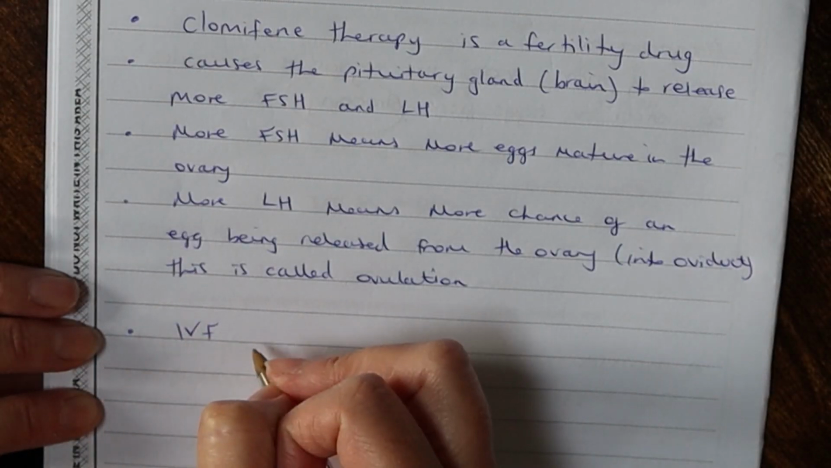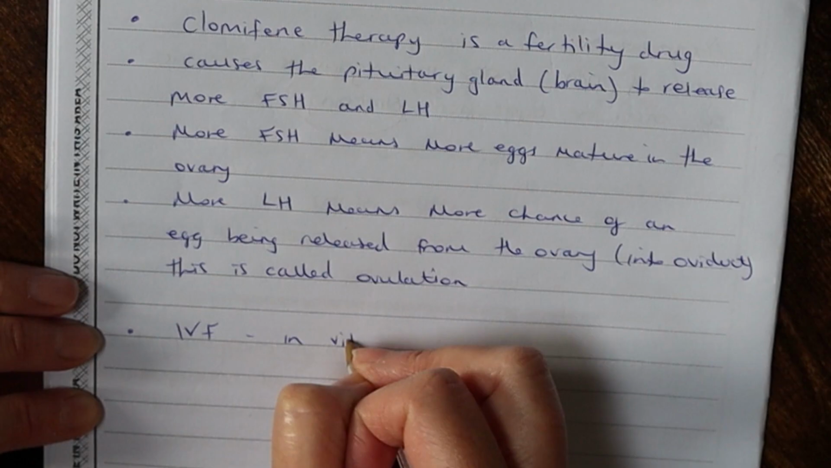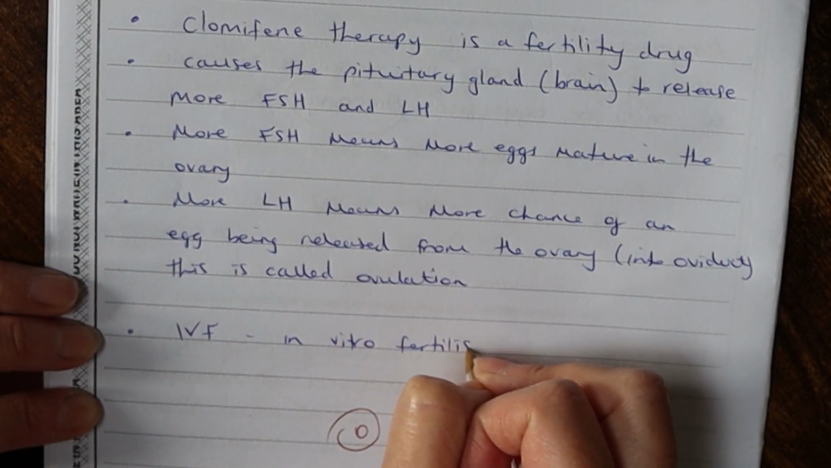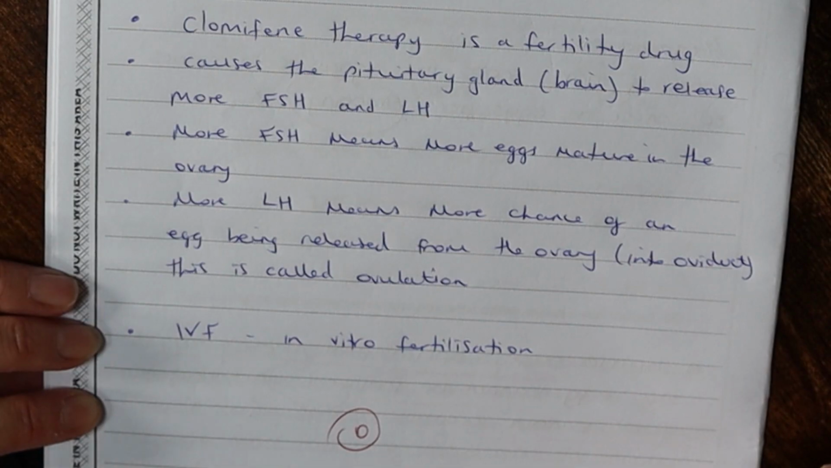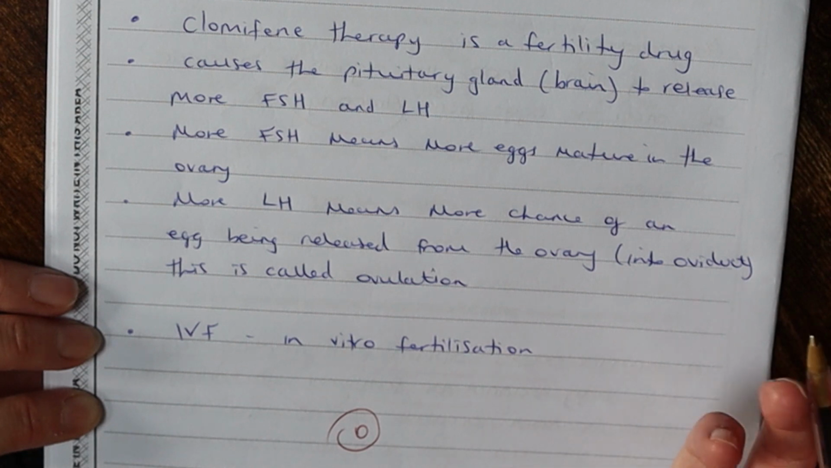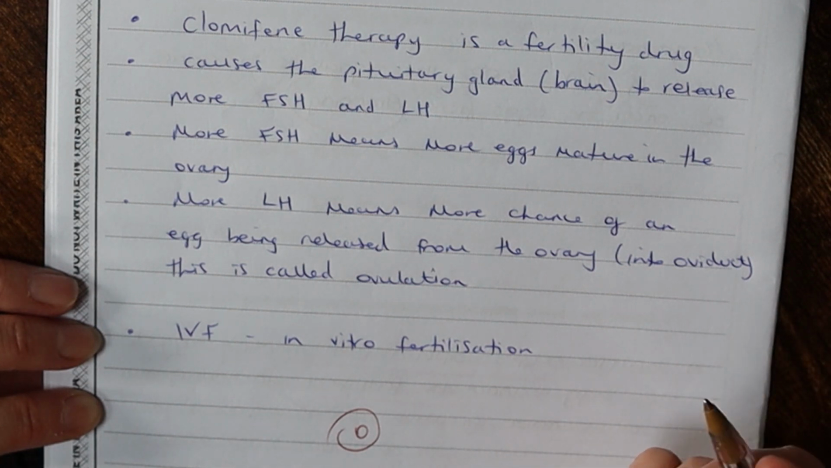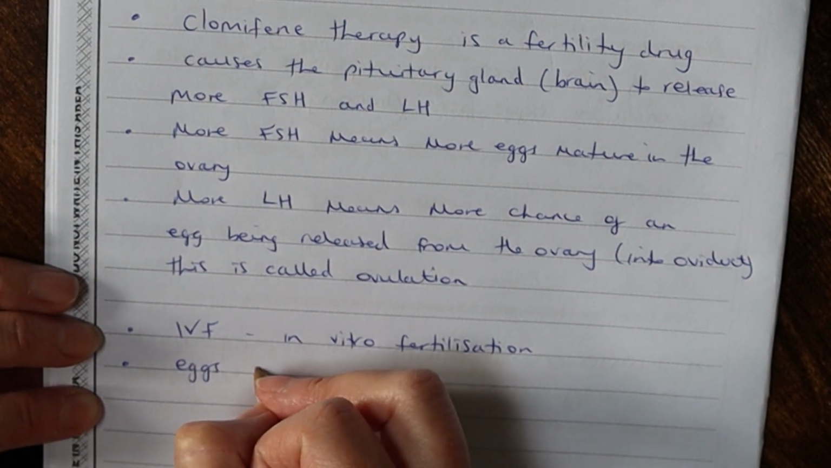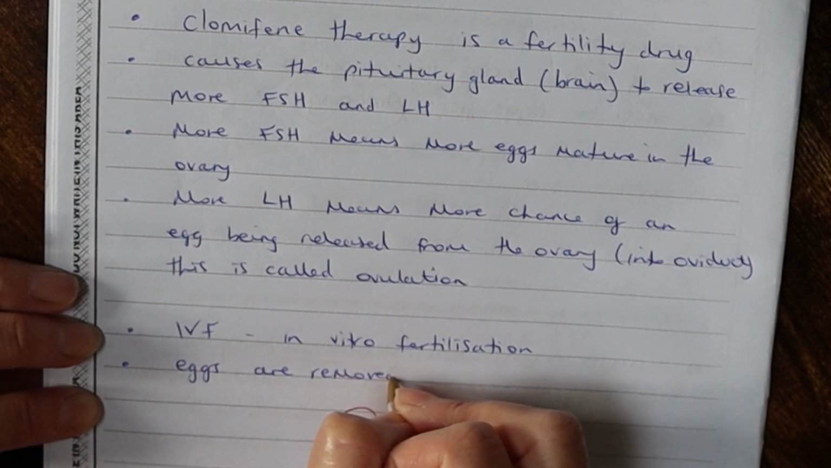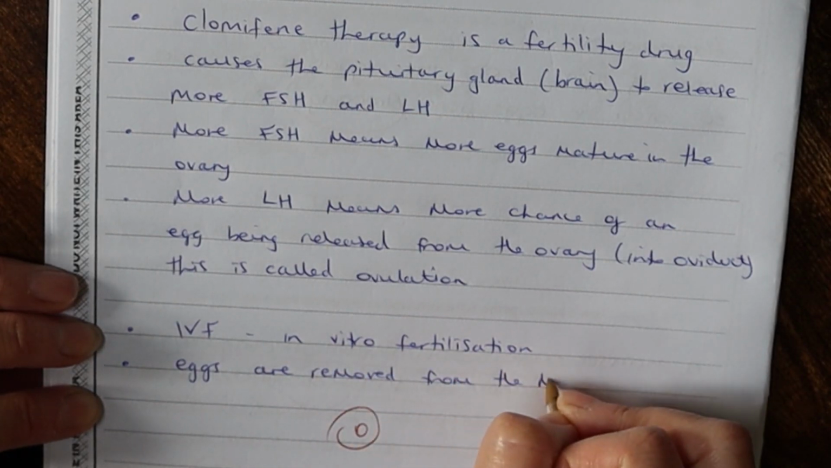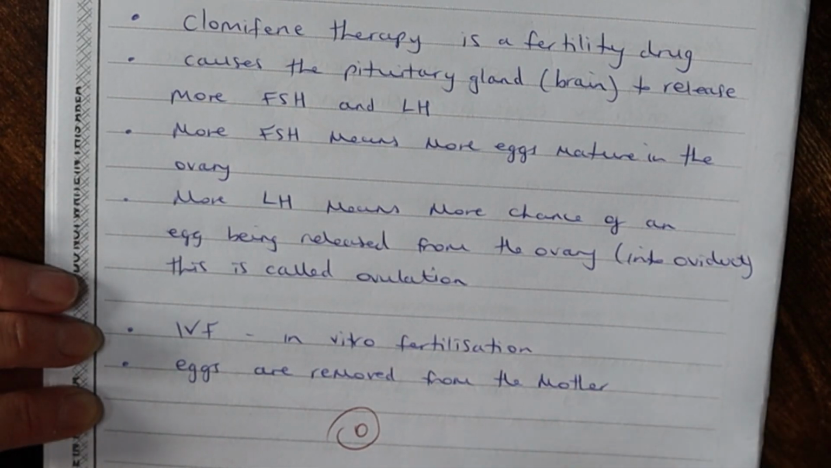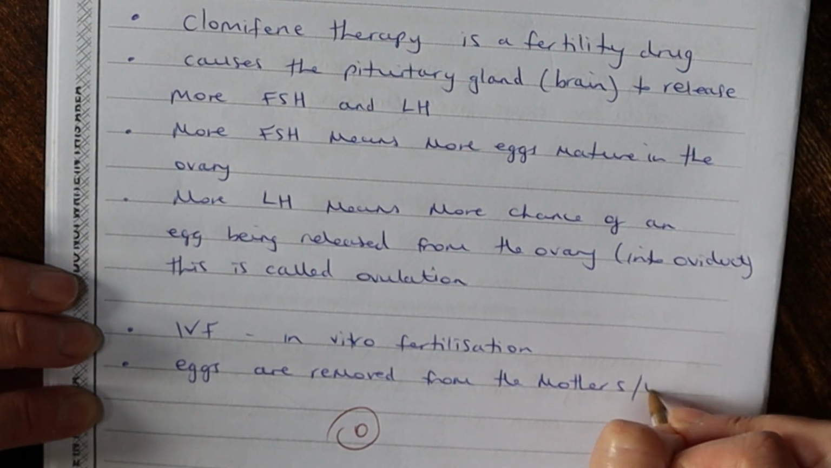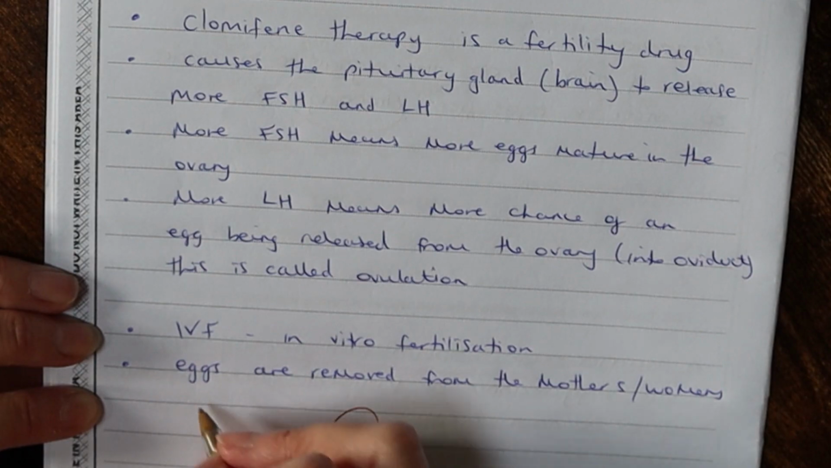So IVF, and that stands for in vitro fertilization. It basically means in a petri dish, in a lab. So what happens, there's a lot of onus on the woman here really. So eggs are removed from the mother's ovaries. So again, you can write as bullet points. So eggs are removed from the mother, or the mother-to-be. So they call it that in the exam. So you can just say the woman's if you prefer. So in the mother or woman's ovary.